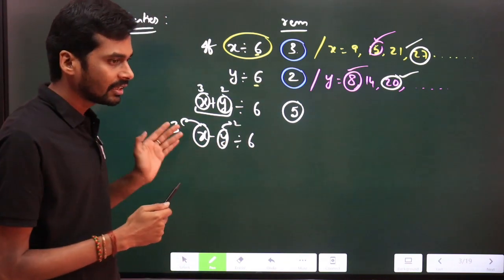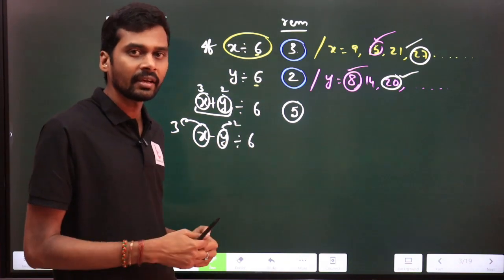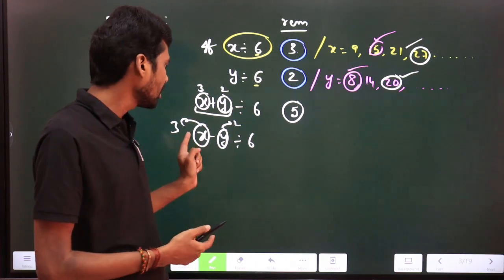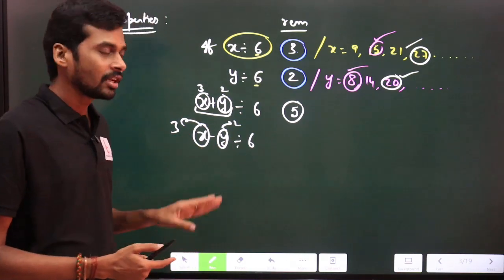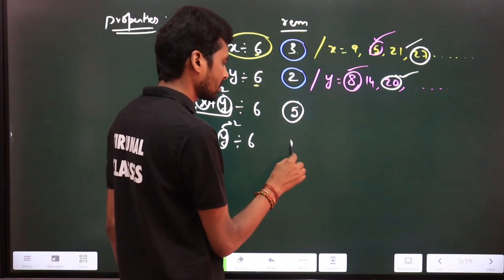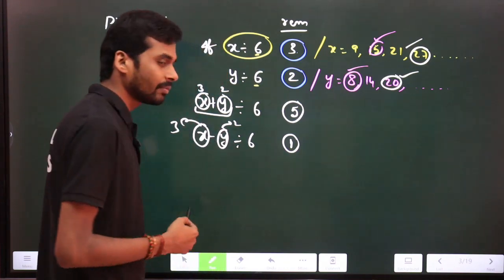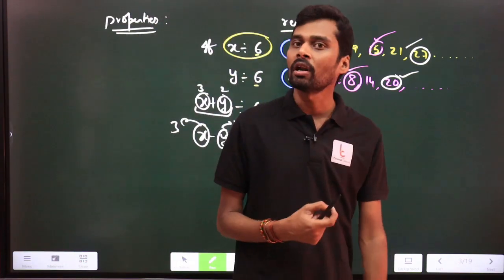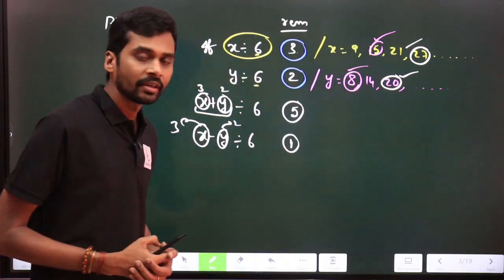Instead of looking at the numbers, you can directly take the remainders only, as the original numbers. So 3 minus 2 divided by 6. 3 minus 2 is 1. 1 by 6 means, what is the remainder? Smaller number by larger number. The remainder is always the smaller number.